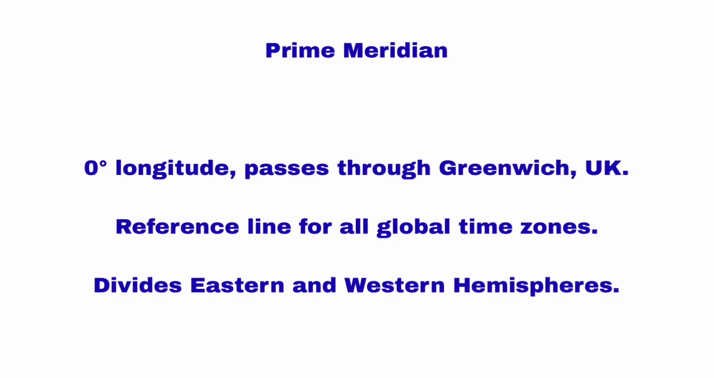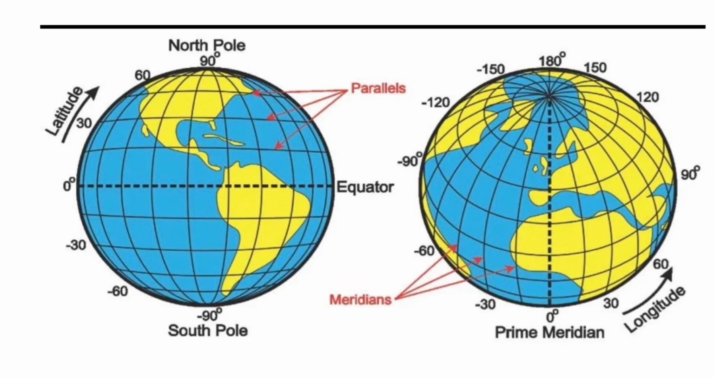Now, what is the prime meridian? The prime meridian is the 0 degree longitude. It passes through Greenwich, England, and divides the earth into the eastern hemisphere and western hemisphere. It is used as the reference line for time calculation. Now we will talk about the International Date Line.